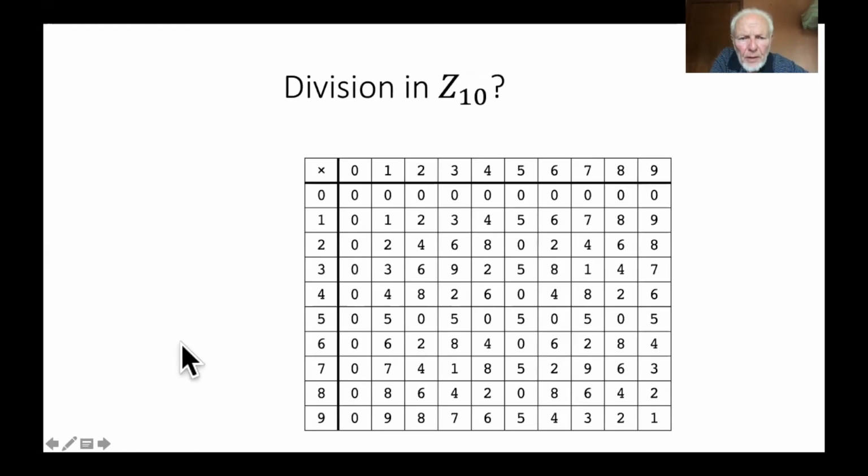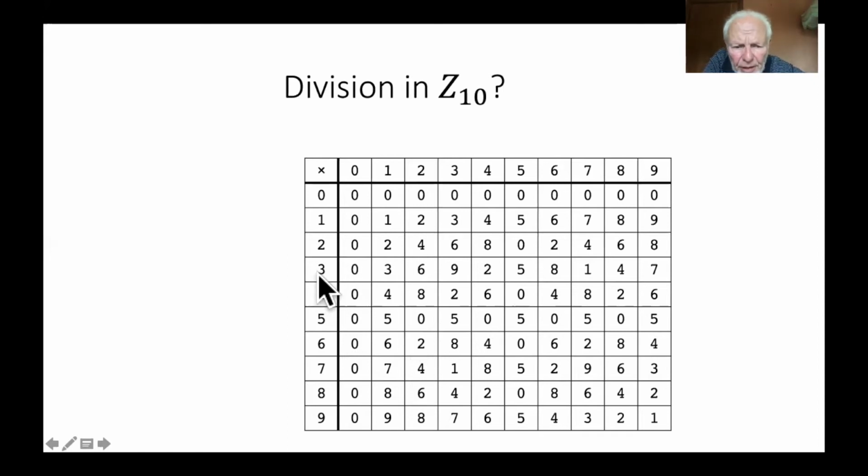Okay, now we knew all along we weren't going to be able to do division here. So now we can see quite clearly why not. So the rows here are very far from having one of each value in them, aren't there? So this row is only even numbers. In fact, all the even rows have only even numbers in them. And this row is even worse. It's only got noughts and fives. So there really isn't any hope for doing division in Z10.